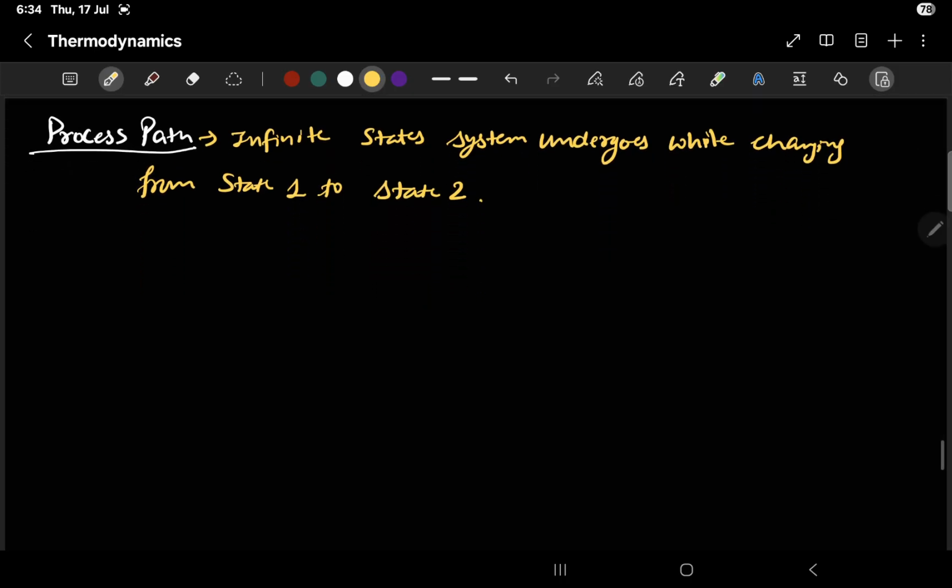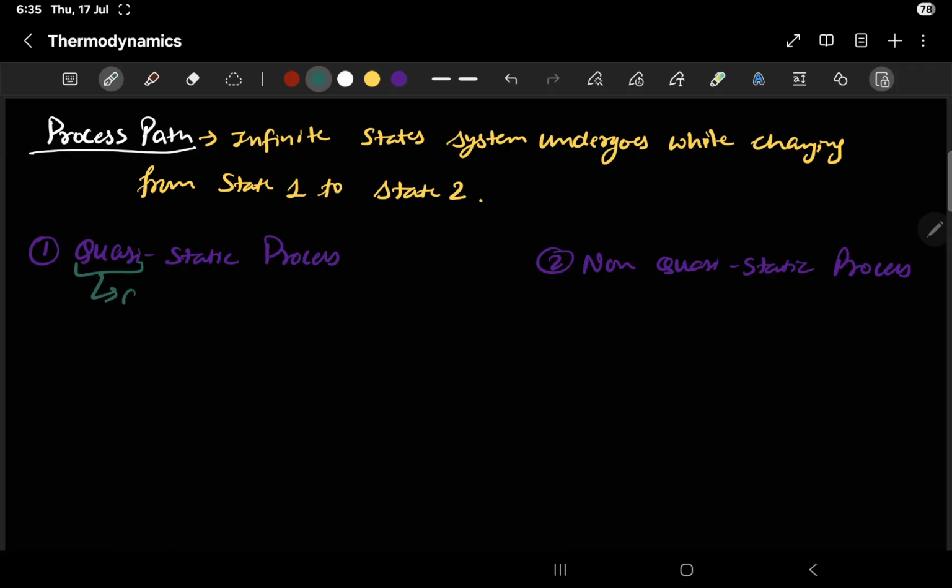So let's talk about quasi-static and non-quasi-static processes. The first is quasi-static, and the second is non-quasi-static. The quasi in quasi-static means almost, so an almost static process. If the process occurs in a very slow manner, it will be called quasi-static.